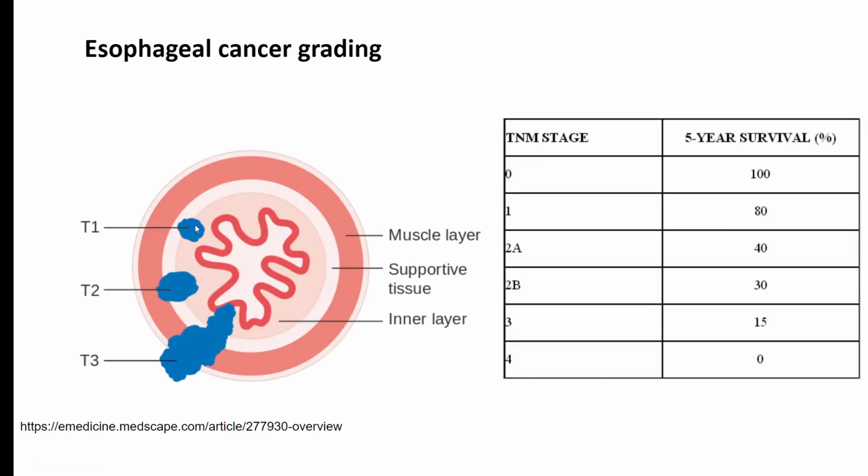Grading of the tumors would be based upon involvement of the mucosal layers. When it is limited to the mucosa only, it is T1, and T2 is when it has involved the muscular layer. T3 is when the serosal layer is affected. The 5-year survival period in grade 1 is 80%, and in grade 4 the 5-year survival is almost 0. So the important thing is an early diagnosis.